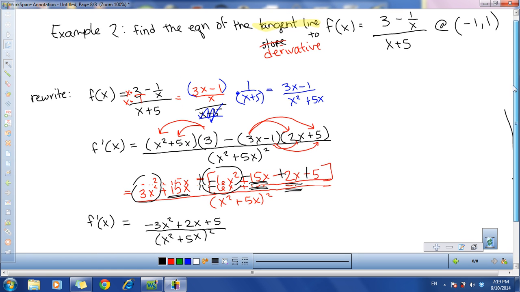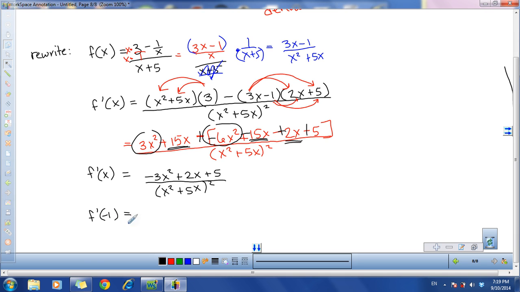Negative 1, 1. So plug in negative 1. So I get negative 3 times negative 1 squared plus 2 times negative 1 plus 5, over negative 1 squared plus 5 times negative 1, quantity squared. And that's going to be 1 times negative 3 is negative 3, minus 2 plus 5, over 1 minus 5 quantity squared.